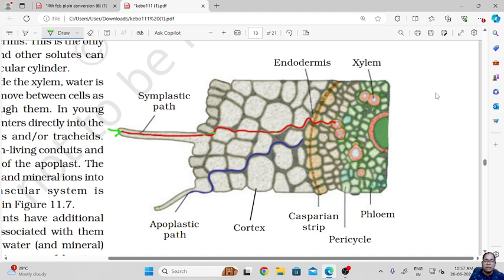How the apoplastic pathway works over here, see, the water is absorbed by the cell wall of the cell, then from the cell wall through the intercellular spaces it will go to your xylem. Okay, so this is how apoplastic movement occurs in the plant. So this is how movement of water occurs in the plant through the symplastic and the apoplastic pathway.